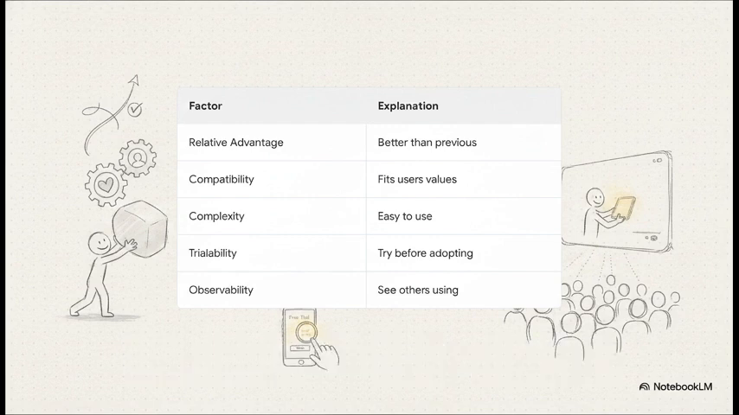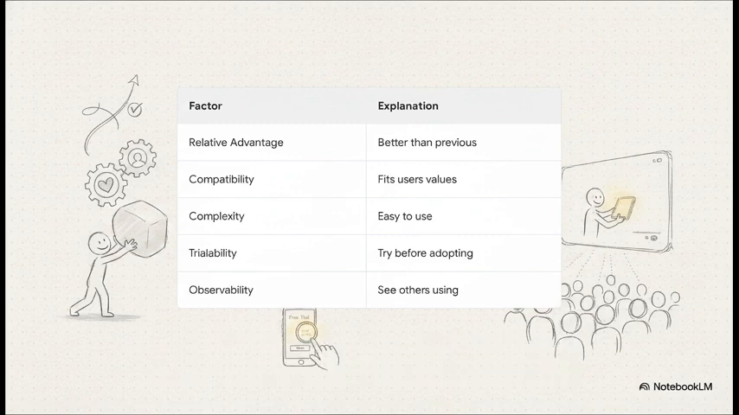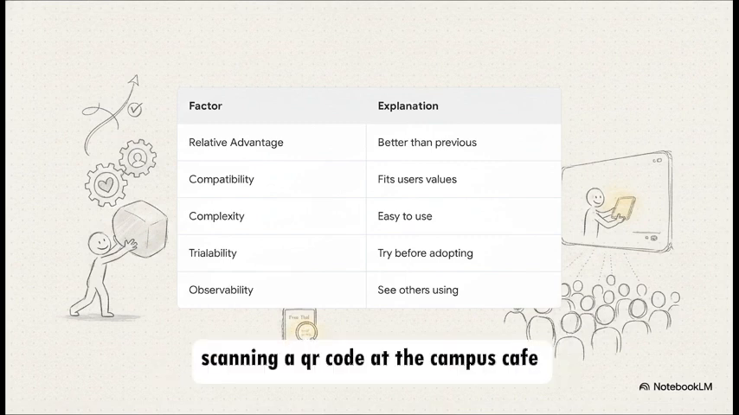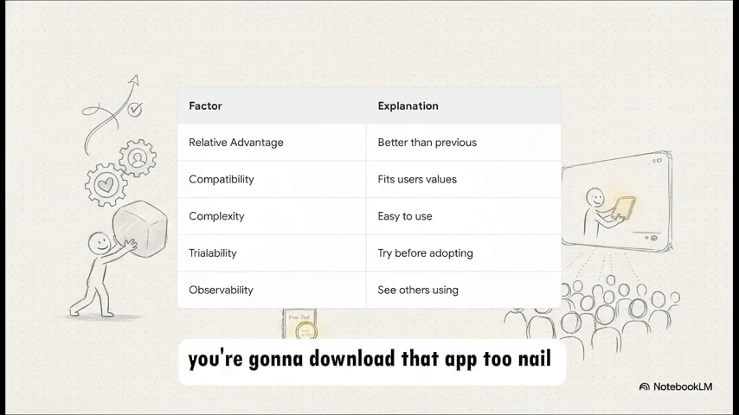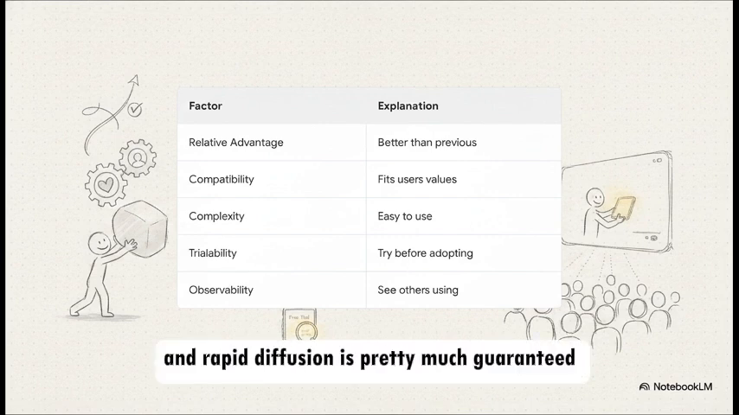Keep it simple. Fourth is trialability. Can you test it out first? Think about a 7-day free trial for a streaming service. And fifth is observability. Can users actually see other people using it in the wild? If you see literally everyone scanning a QR code at the campus cafe, you're going to download that app too. Nail all 5 of these, and rapid diffusion is pretty much guaranteed.